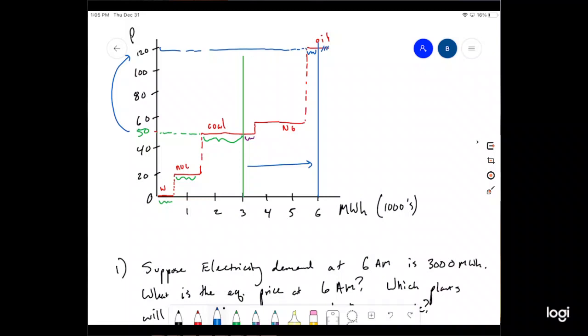So about 50% of the oil capacity is going to be used. All the natural gas capacity is going to be used. All of the coal capacity at this point is going to be used. All the nuclear capacity and all the wind capacity is going to be used and dispatched.